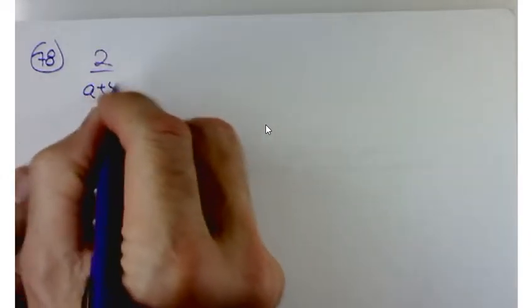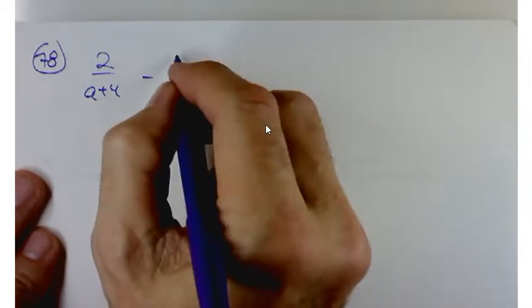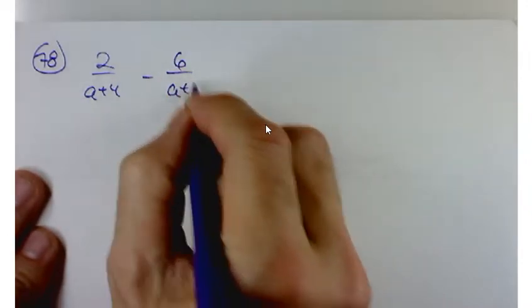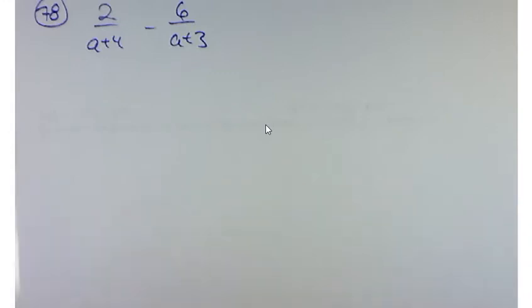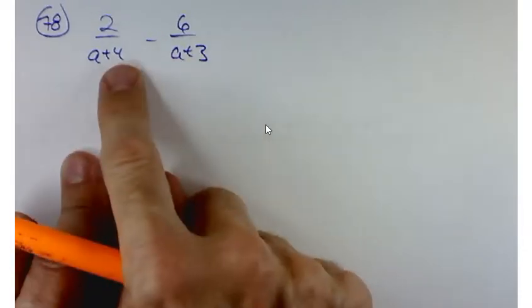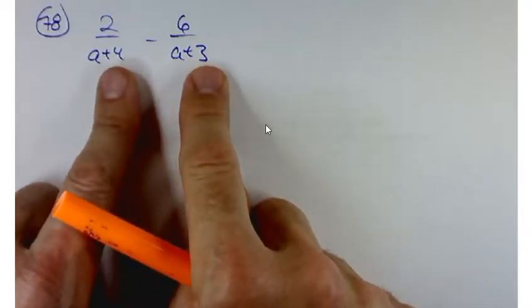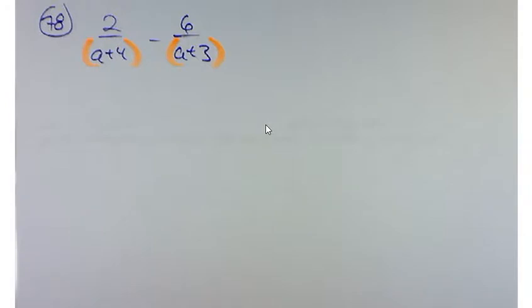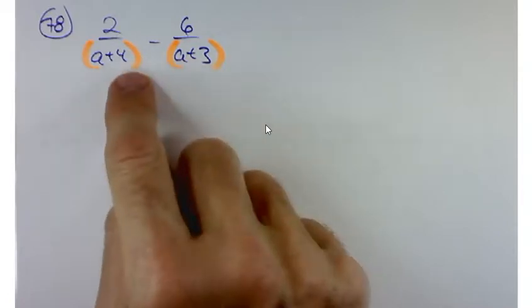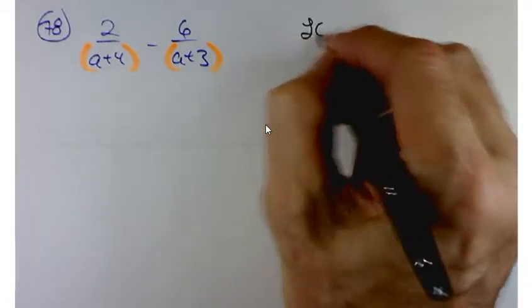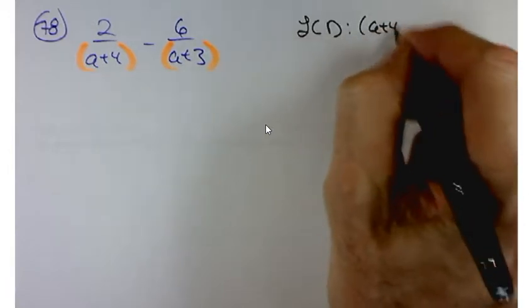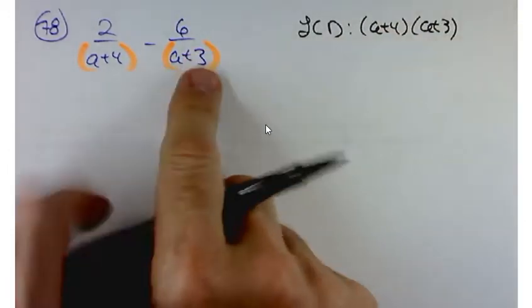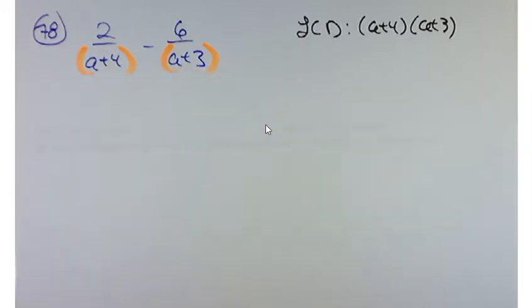2 over a plus 4 minus 6 over a plus 3. Now the problem with this one for a lot of folks is that they try and think of the common denominator as just between the 4 and the 3 and say, oh, well, 12 is my common denominator. But you have to look at these terms as whole terms. It's not just an LCD between the two numbers. So the LCD in this case is going to be a plus 4 times a plus 3. It's going to be the product of both of those. That's going to be our lowest common denominator.